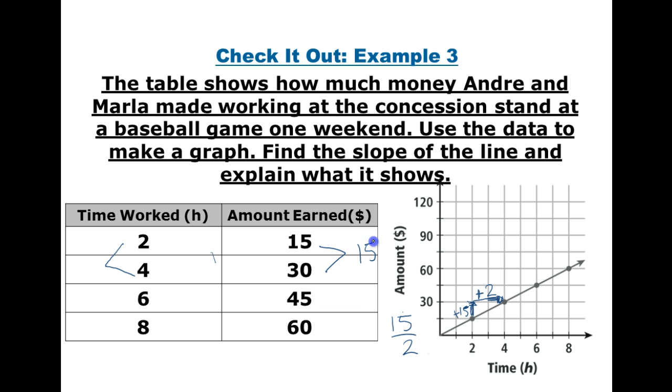Again, going back to the graph. Alright, so this is the time and this is the amount. So again, this is the amount right here. That would be my change in y values, and the amount tells us the time. So this would be 15 over 2, or 7.5 dollars over 1 hour. So this would be $7.50 per hour.